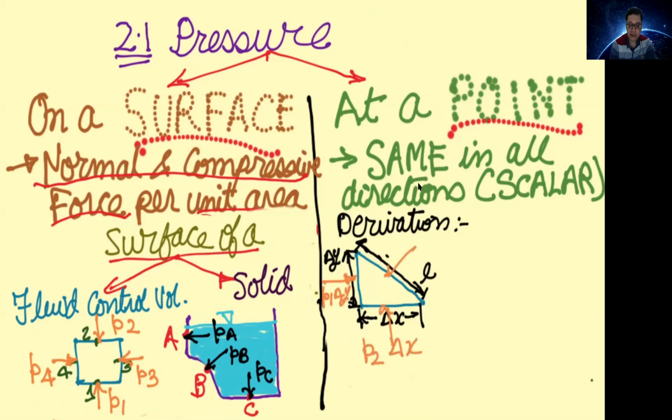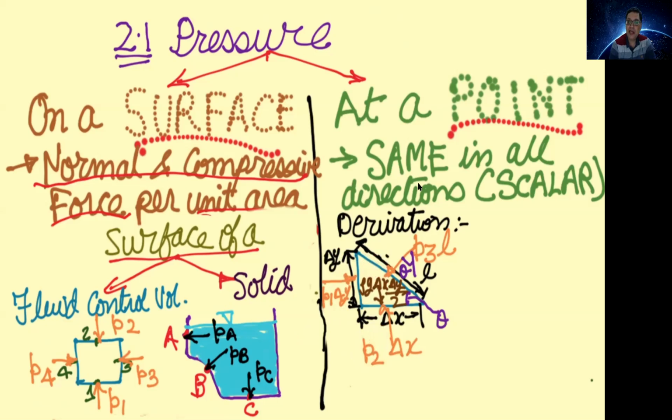So the force due to pressure is given by the product of pressure and surface area, because pressure is a normal compressive force per unit area. So we have to multiply by the surface area. The surface area of this vertical surface is delta y, so this will be P1 multiplied by delta y. And the horizontal surface width is delta x, so P2 is multiplied by delta x. And the length of this hypotenuse is L, so P3 is multiplied by L. So these are the pressure forces.